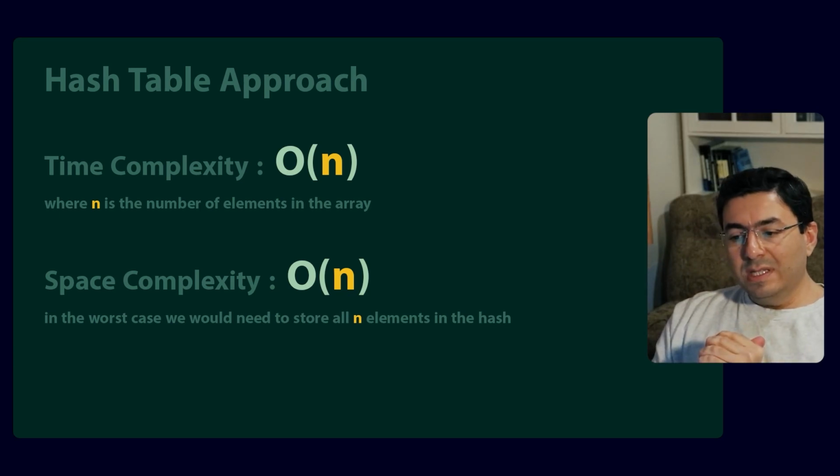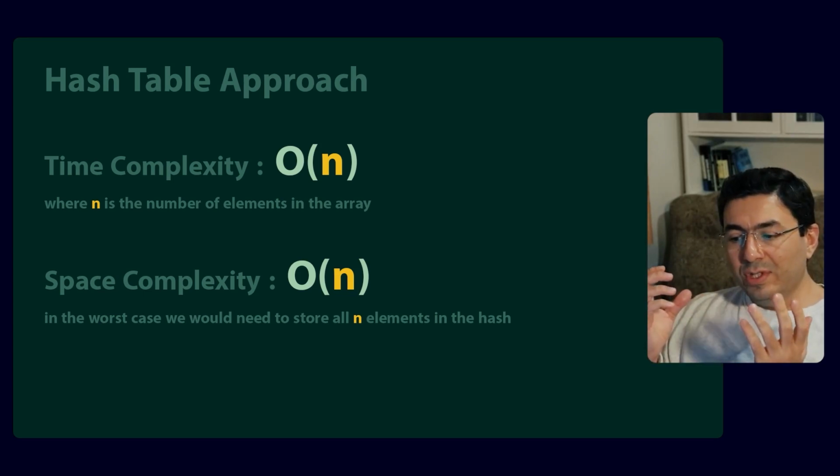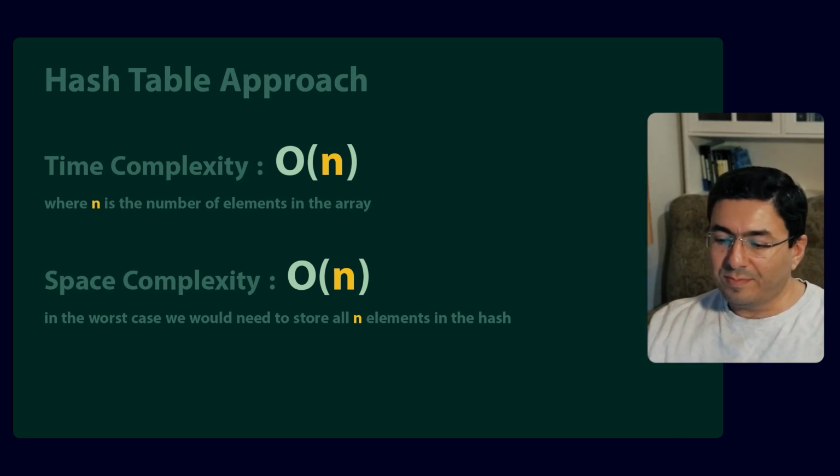The space complexity of the hash table approach is also O of n, because in the worst case, we would need to store all n elements in the hash table. Overall, the hash table solution is a highly efficient approach to the two-sum problem.